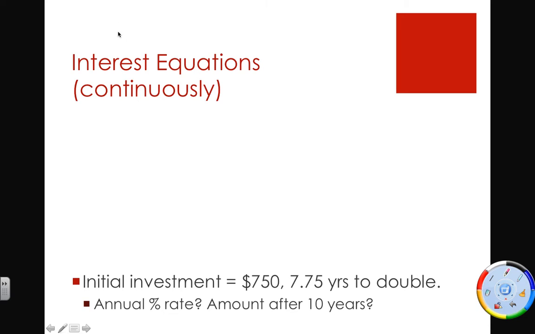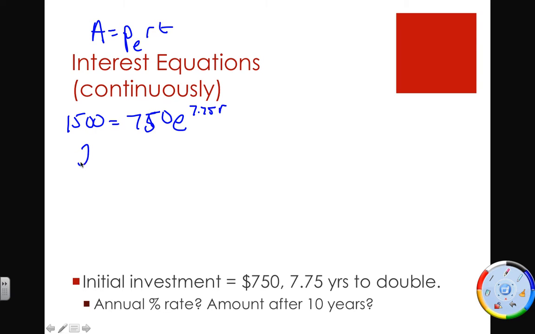Initial investment is $750. It takes 7.75 years to double, and notice that the first question is, what's your annual percentage rate? So again, just start with what you know. A equals P e to the RT. Initial investment is $750. e to the R, I don't know R, and I know my T is 7.75, and I know I want to double, so double of 750 is 1,500, so I divide by 750, which you could have just started with if you were clever.